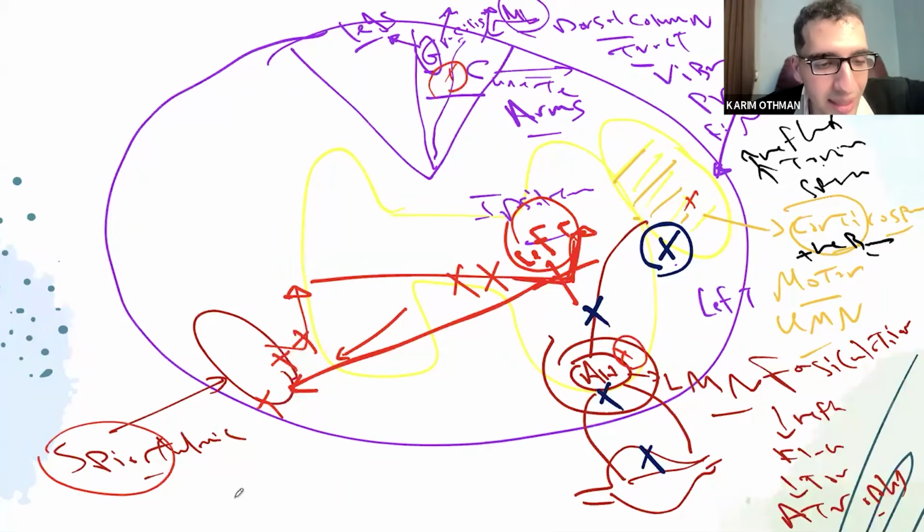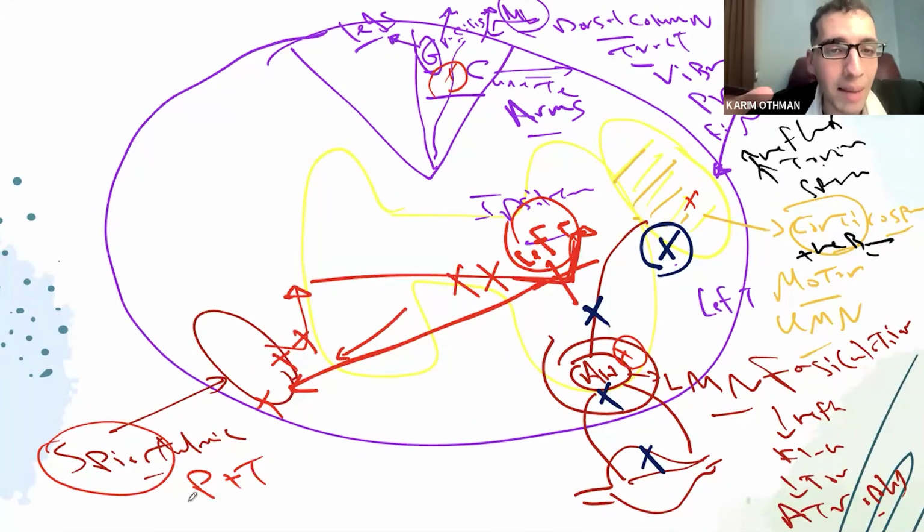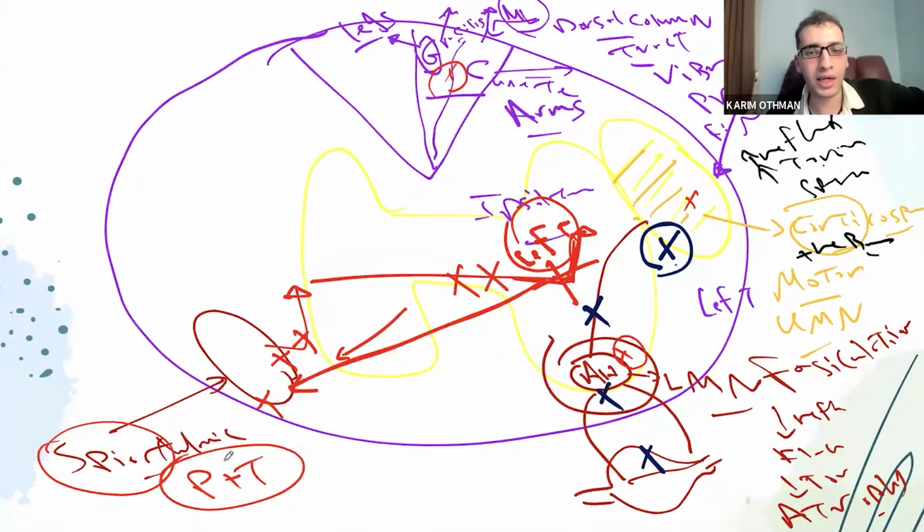Because spinothalamic carries the pain and the temperature, guys. It makes sense. It's called the spinothalamic. So it goes from the spine to the thalamus. And we said thalamus is sensory. So spinothalamic will carry the pain and the temperature. Okay, guys? So now we know the normal tracts.